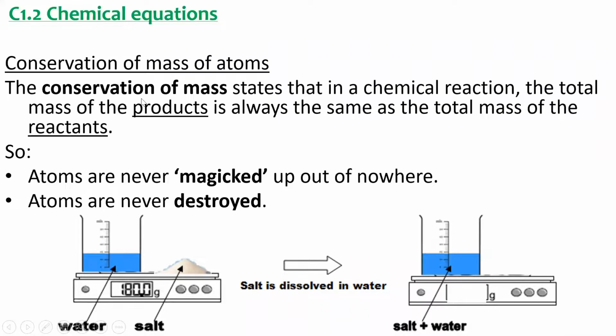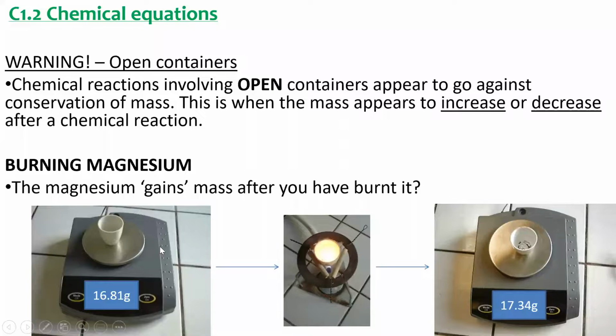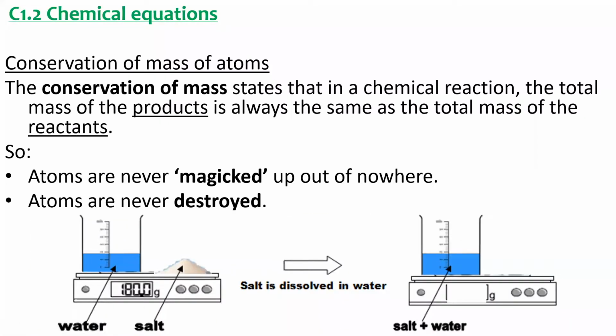All this means is that in a chemical reaction, the total mass of the products, what's made, is the same as the total mass of the reactants, the things reacting together. Atoms do not appear out of nowhere, and they're never destroyed. They have to go somewhere. They don't just disappear into thin air. So if you put the two things on the scale, they would weigh the same.